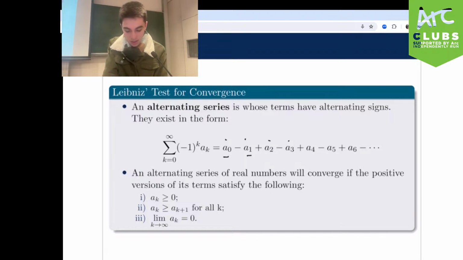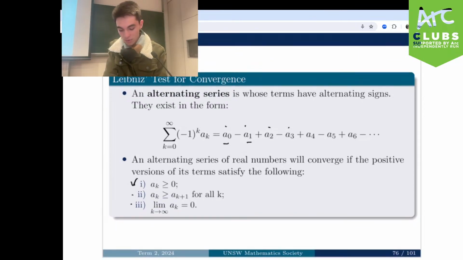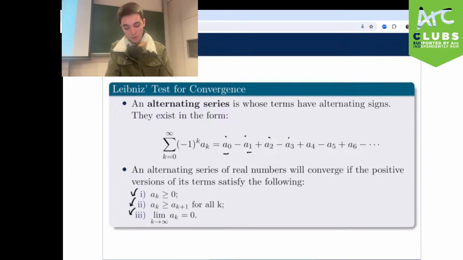This Leibniz test says that if our alternating series meets these 3 requirements, then it will definitely converge. The requirements are that the elements of the sequence, not counting the alternating signs, are all non-negative, that the sequence is non-increasing, so that no term is larger than the term before it, and that the sequence tends to 0. So if our alternating series meets all of these criteria, then we know that it will converge.